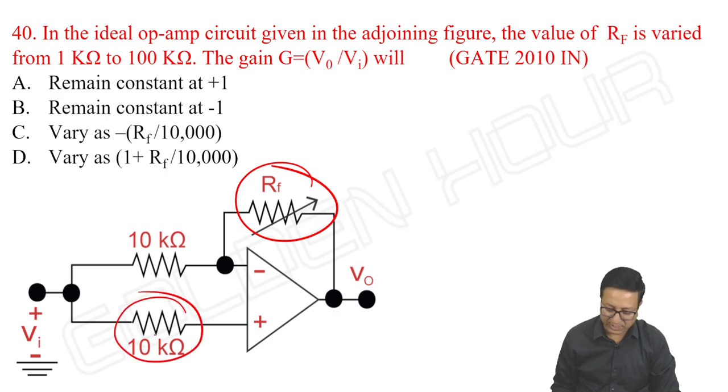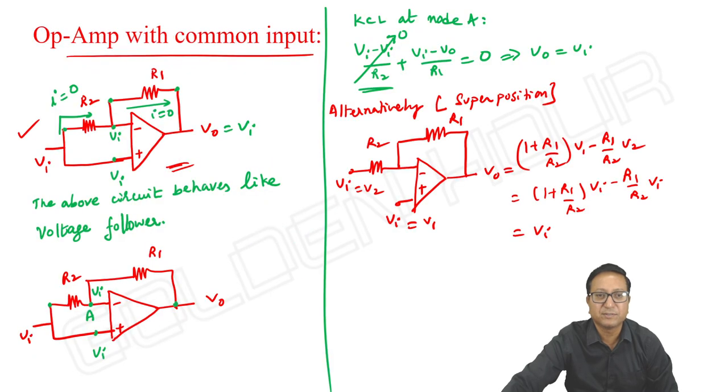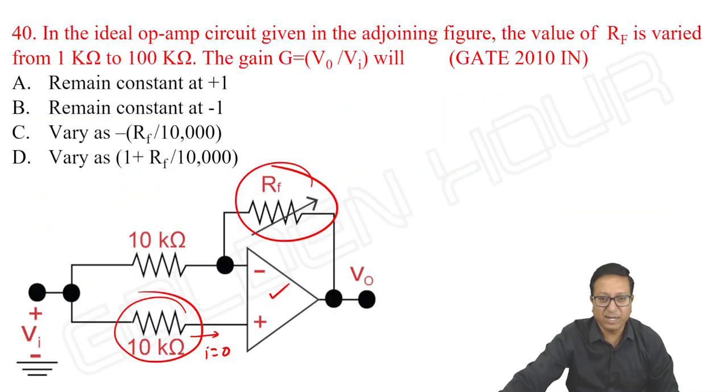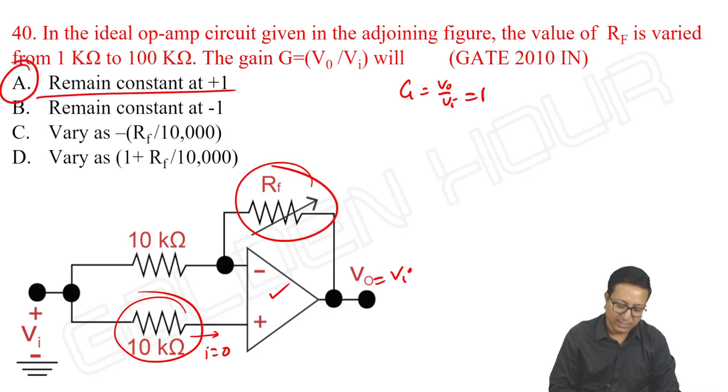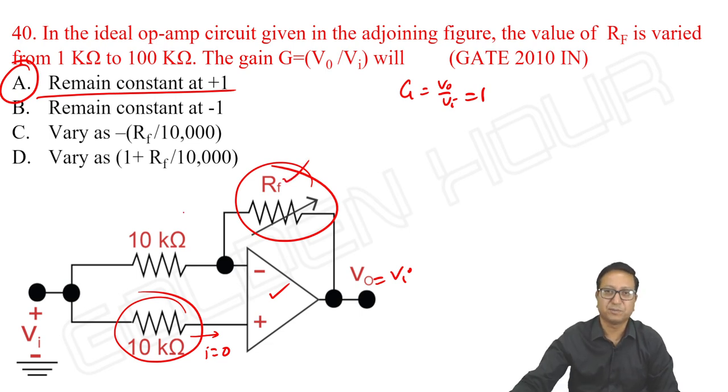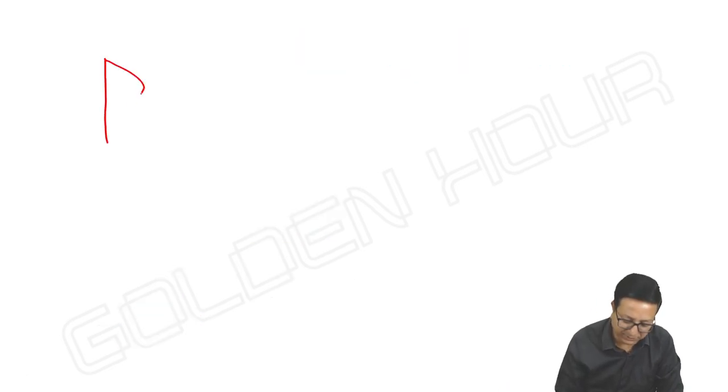See, even though you have this 10K, it doesn't play any role because this current is 0. Once you remove this 10K, this circuit is the same as the previous circuit we studied. And what about the output? Output is equal to input, or the gain is equal to 1, which remains constant at 1. Gain does not depend on the feedback resistor RF. That's it. Next, see the second circuit.